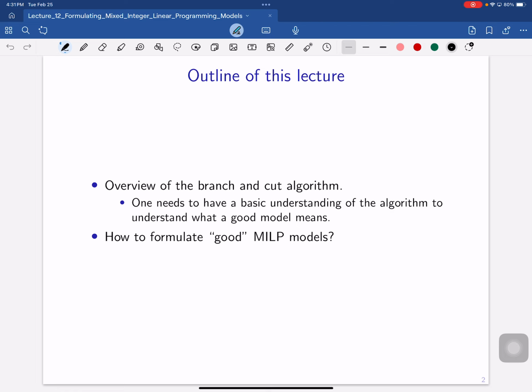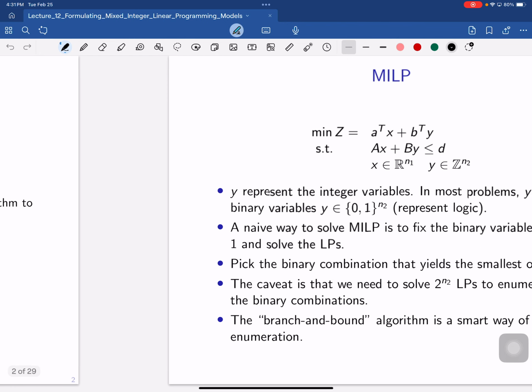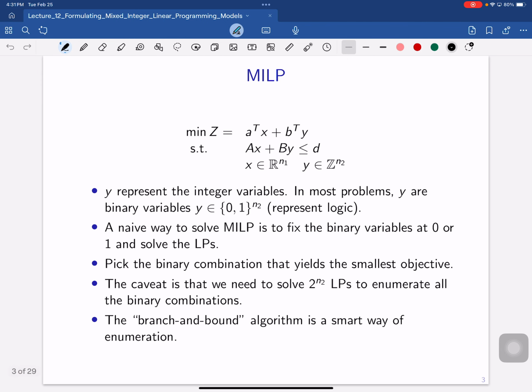And then we will talk about this branch and cut algorithm in detail. So branch and cut is basically combining what is so-called branch and bound with cutting planes. We will spend one lecture just on branch and bound and one lecture just on cutting planes. But before that, I will give you a very superficial overview of the branch and cut algorithm so that at least you have some geometric overview of how the method works.